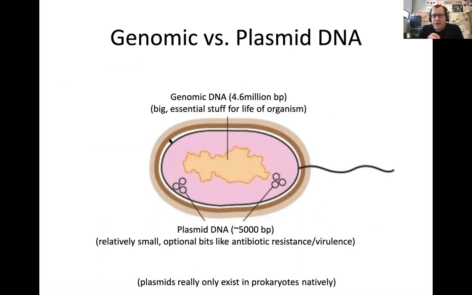Genomic versus plasmid DNA. So everything that's alive and some things that are not alive, like viruses, has a genome. And so the genome is the main information that helps determine what an organism is, right? So like I said before, E. coli have 4.6 million base pairs of DNA that help determine what an E. coli is. And that's its core function. It needs its genome in order to exist as an E. coli. Humans have 3.2 billion base pairs of DNA.